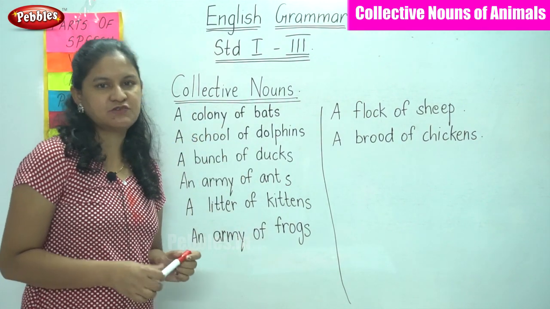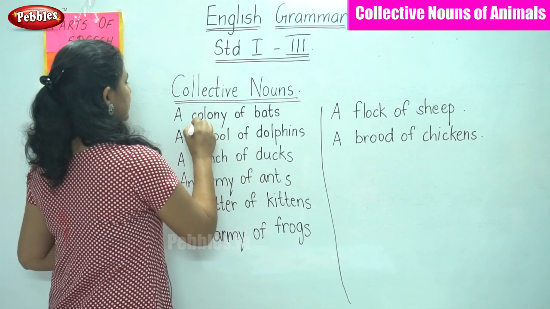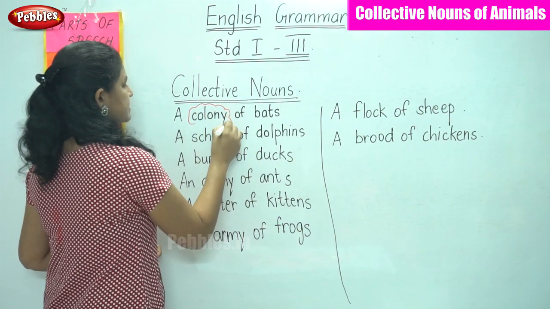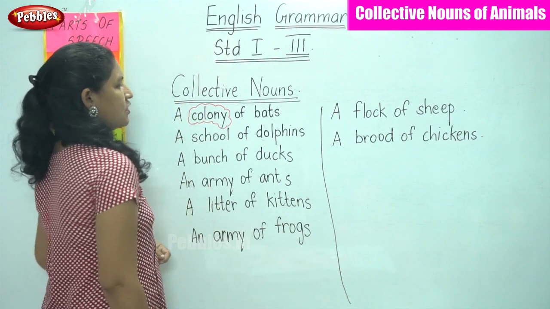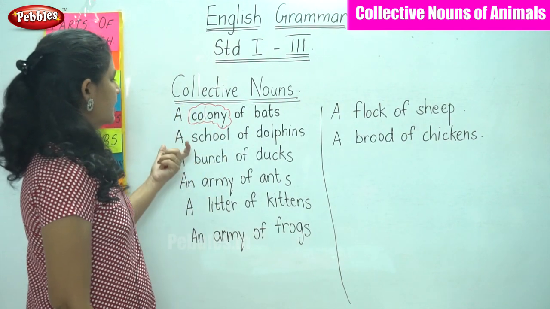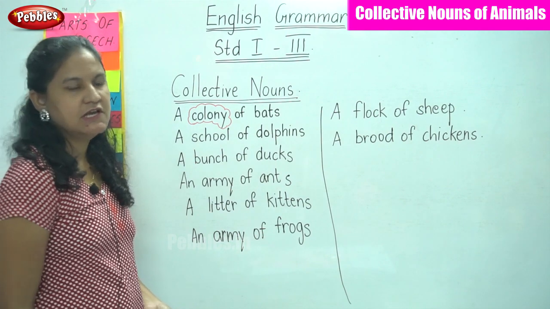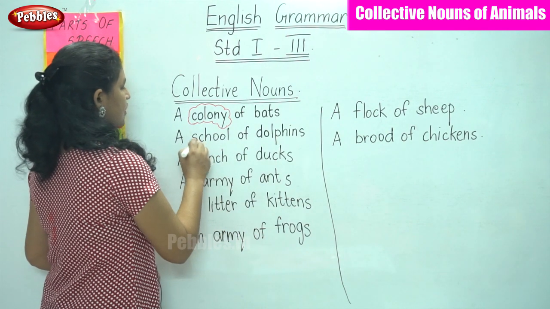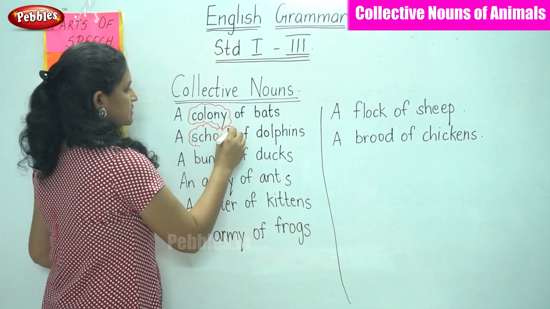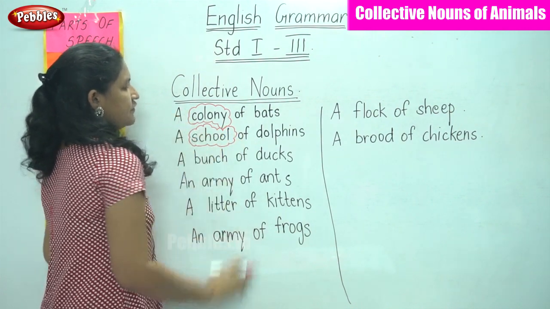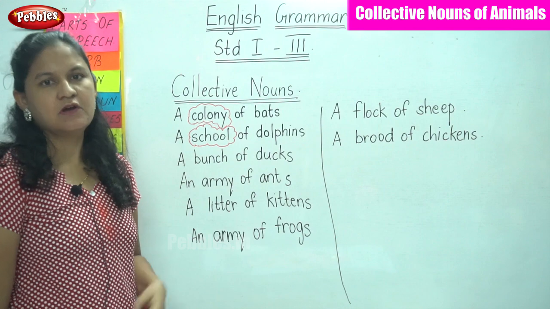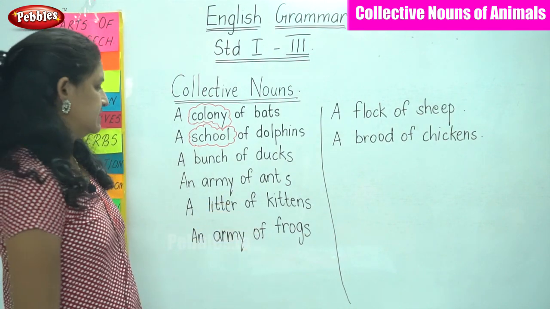So many bats together is known as a colony of bats. A school of dolphins. So many dolphins in an ocean is known as a school of dolphins. So we use the same for fish. We say a school of fish or a school of dolphins.